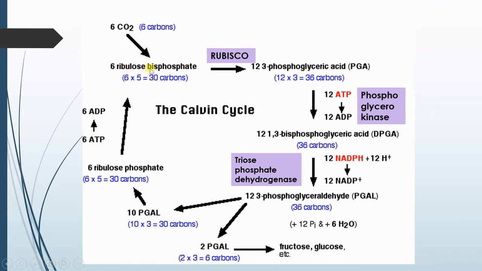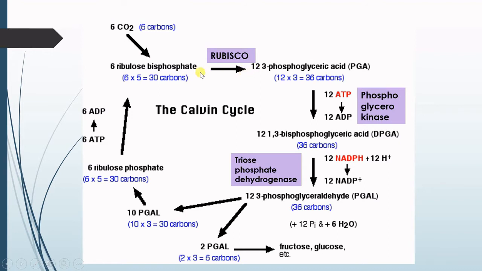So 36 carbons, 30 carbons plus 6 carbons. So 36 carbons are coming. Here, initially they form a 6-carbon addition compound which is quite unstable and soon dissociates into 12 molecules of 3-phosphoglyceric acid. This is the first stable compound of the Calvin cycle, 3-PGA, 3-phosphoglyceric acid. This 12 is the number of molecules. So 12 molecules of 3-phosphoglyceric acid are forming.